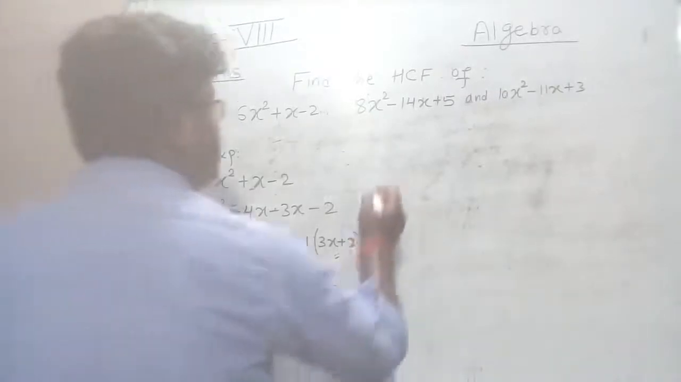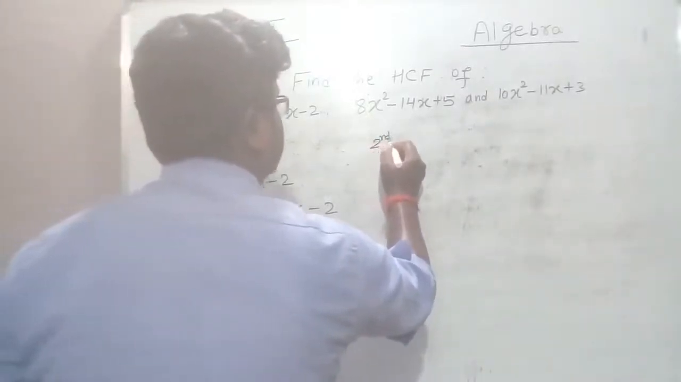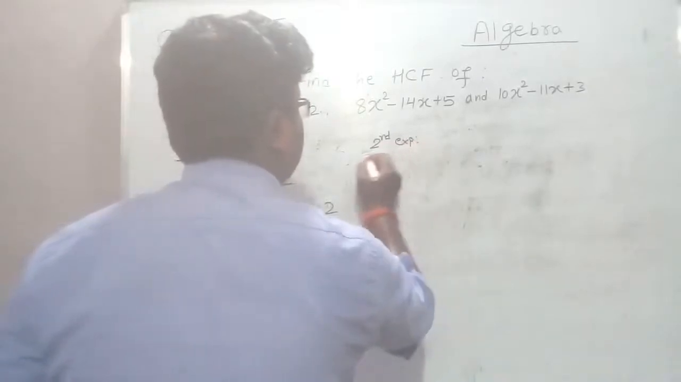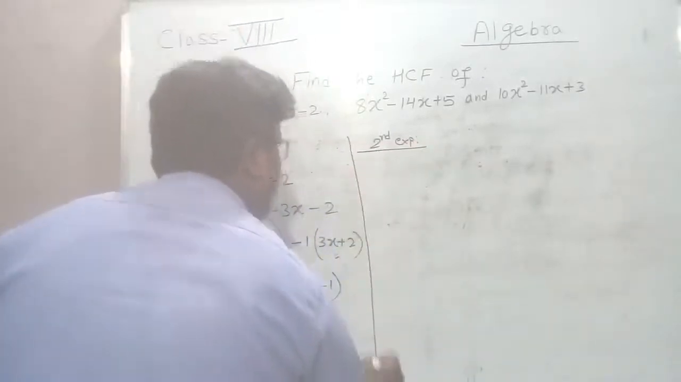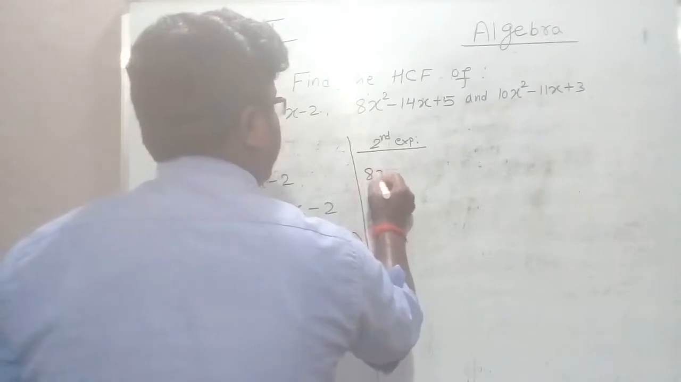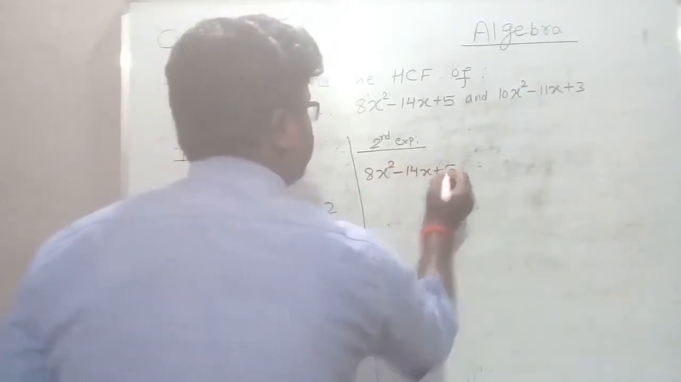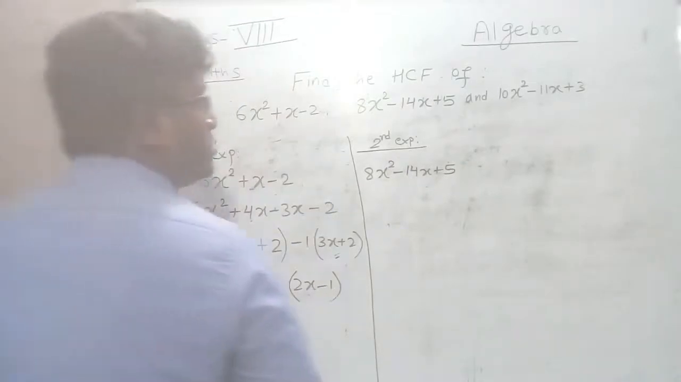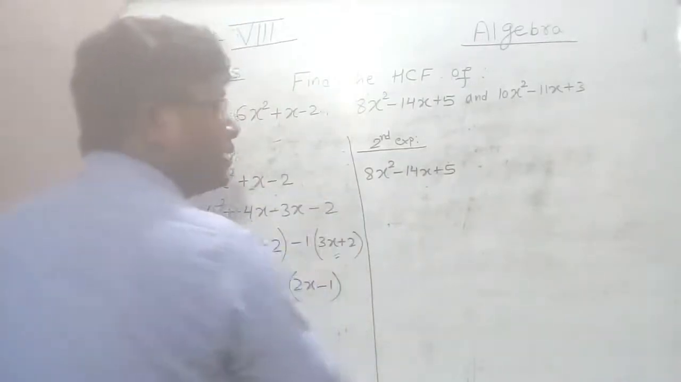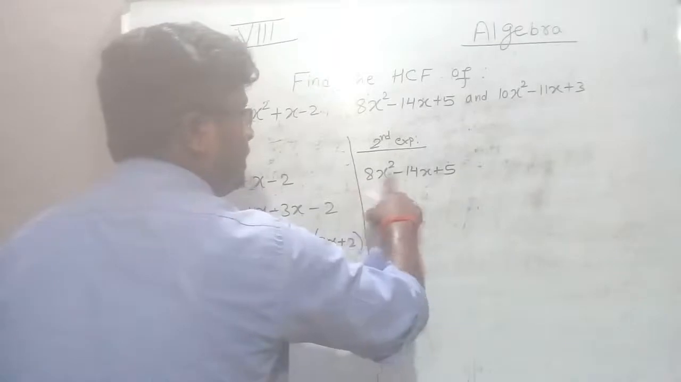Similarly, your second expression is 8x square minus 14x plus 5. Same process again: we have to multiply this 8 and 5.